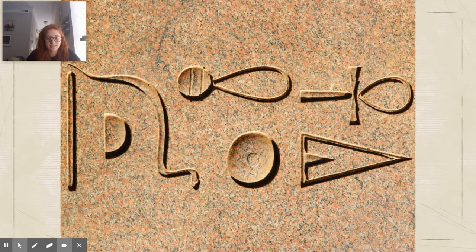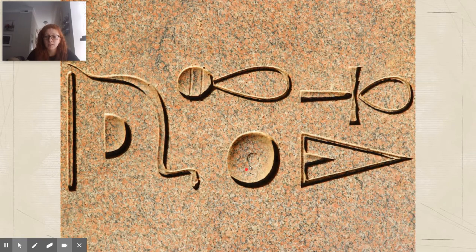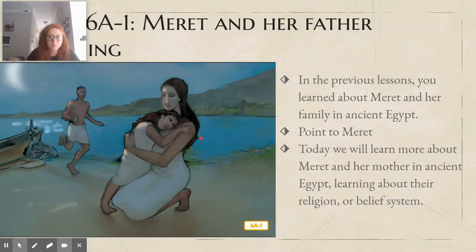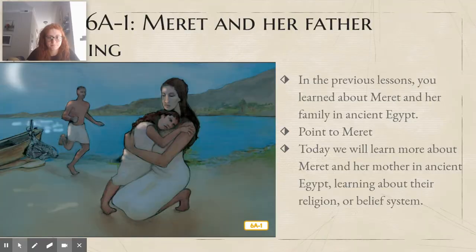This one makes me think about their writing, right? And it's called hieroglyphics. But just one symbol is a hieroglyph, okay? So this is a hieroglyph, this is a hieroglyph, and this is a hieroglyph. But all together, they are hieroglyphics. Oh, and those were their form of writing.